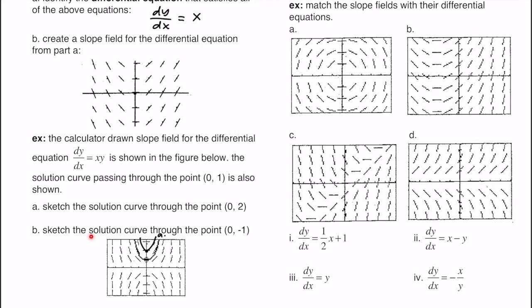For part B, we're going to sketch the solution curve through the point (0, -1). So we plot the point (0, -1) right here. And you just follow the slope field. So to the right, you can see the slope field kind of pushes the solution curve down, and then similarly to the left. And there's our final answer.